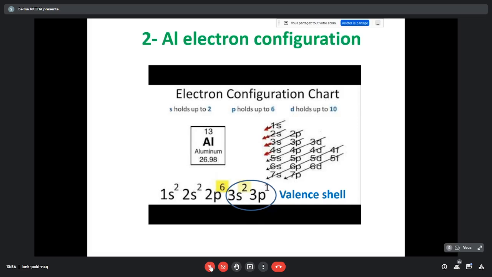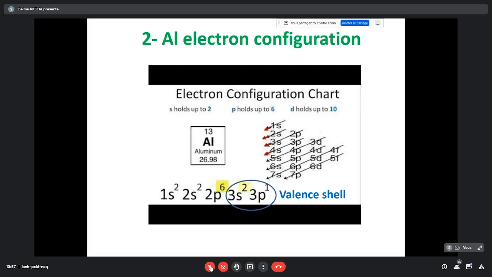For example, 2s1, it means that it belongs to the block S, and because it belongs to the block S, it is a group 1. 2s1, you have only one electron, it belongs to the group 1A, and we call them the alkali metals. If you have in your valence shell 2, for example 3s2 or 4s2, you have only s, block S, it is a group A.